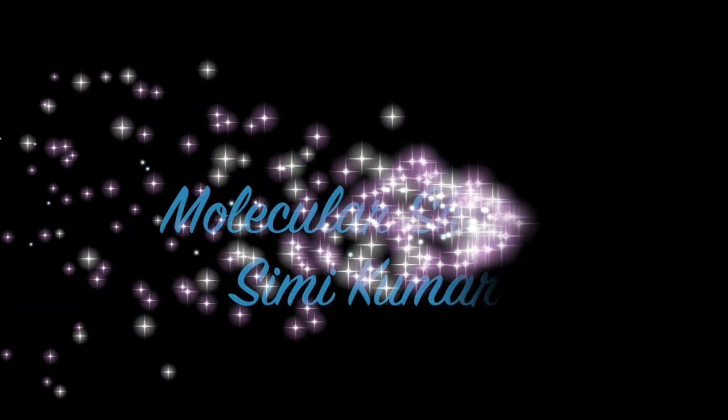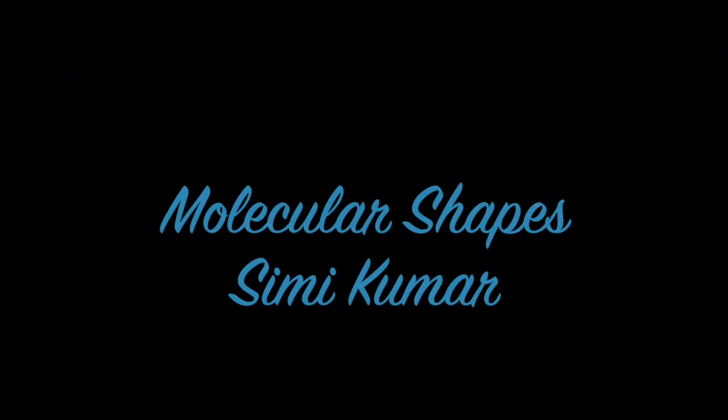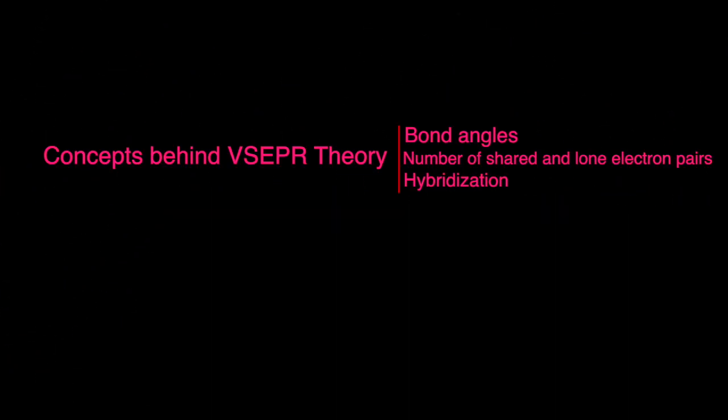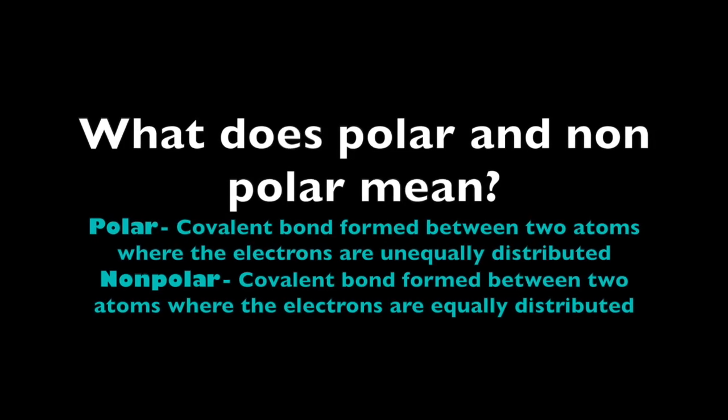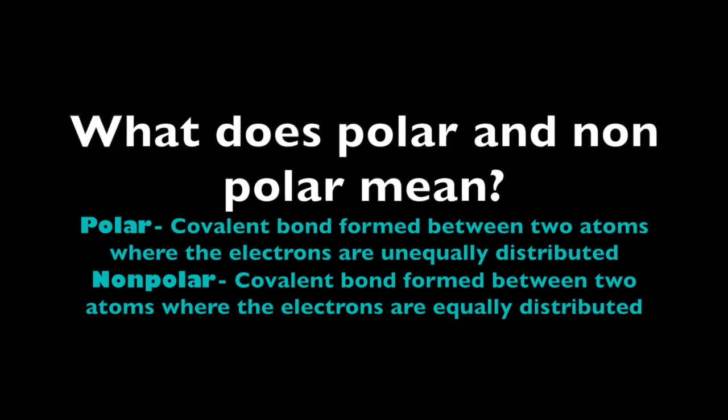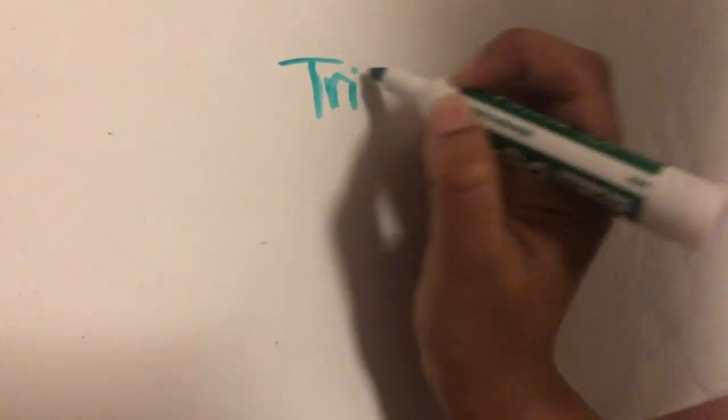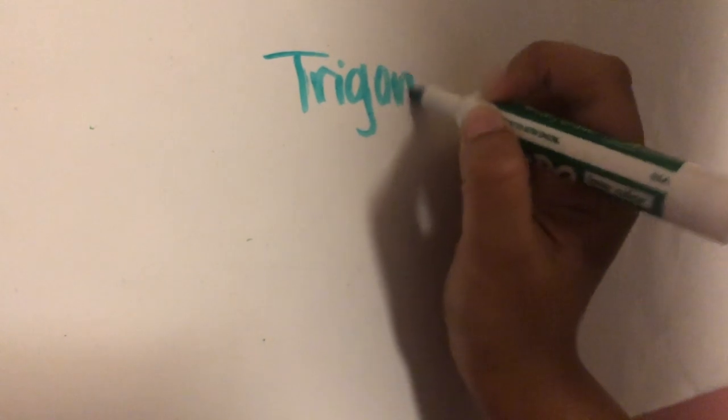Today we will be exploring molecular shapes and how they can be predicted using the VSEPR theory, or valence shell electron pair repulsion theory, using bond angles, electron pairs, and hybridization, in combination with polarity, and how electrons are distributed among a molecule. The first molecular shape is the trigonal bipyramidal.